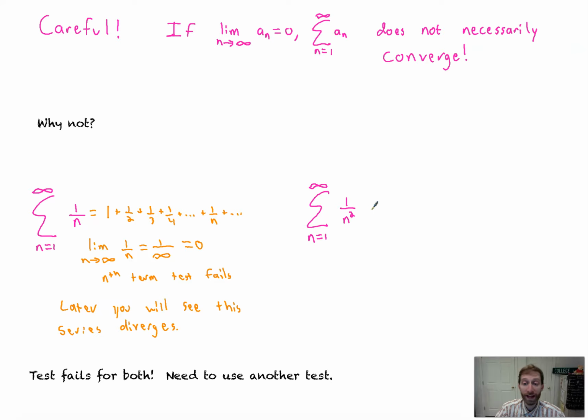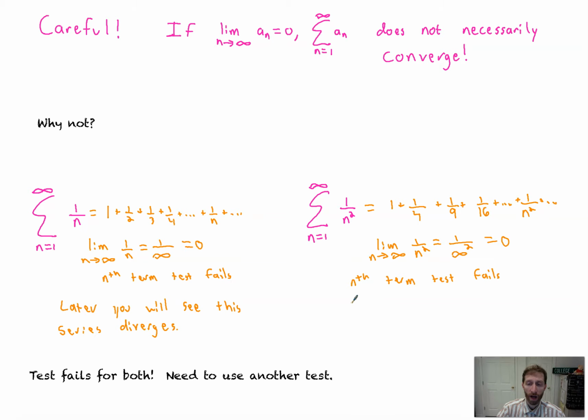Now this one right here, this actually ends up converging. This is 1 over 1 squared plus 1 over 2 squared plus 1 over 3 squared plus 1 over 4 squared plus dot dot dot plus 1 over n squared, and it keeps on going. Now this one here, the limit as n goes to infinity of 1 over n squared also equals 0. However, this series does converge. That's kind of interesting. So I'm going to write here again that the nth term test fails. So you can't use the nth term test on this one. At least we tried. Later, you will see this converges.